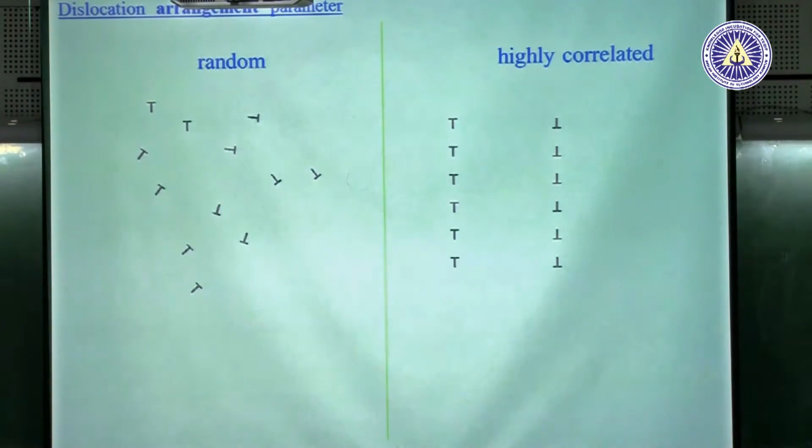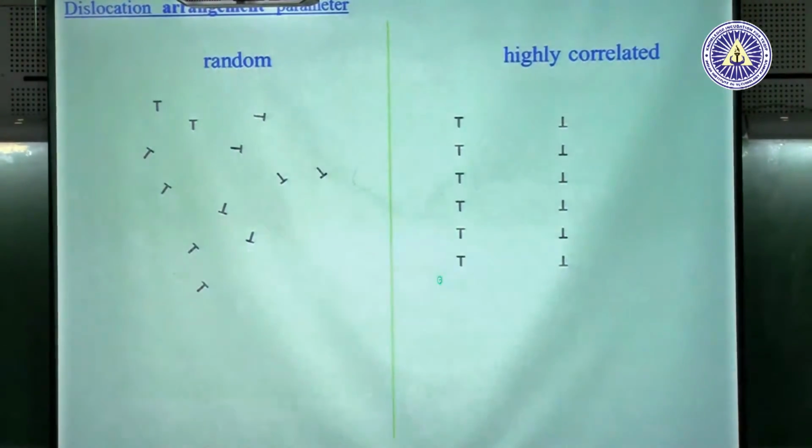Okay? In the left-hand side, you expect a large strain. In the right-hand side, these are highly correlated. Sometimes we can call that a small angular grain boundary. What do you think the strain field is? Here the strain field is very strongly screened. Some people say that a small angular grain boundary has no strain effect, which is not true.